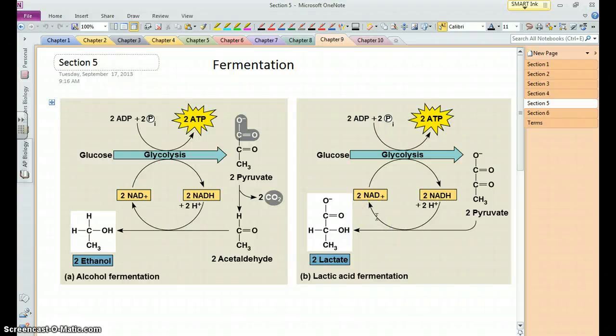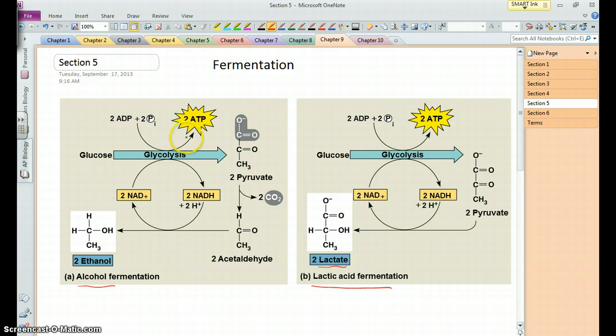Okay, we got just a little more here with Chapter 9. So, Section 5 covers fermentation, which essentially is respiration that does not make use of oxygen. It essentially includes glycolysis, but instead of having the pyruvates broken down inside of the mitochondrion, that doesn't happen. The pyruvates are converted into other compounds, either ethanol in the case of alcohol fermentation, or lactate in the case of lactic acid fermentation.